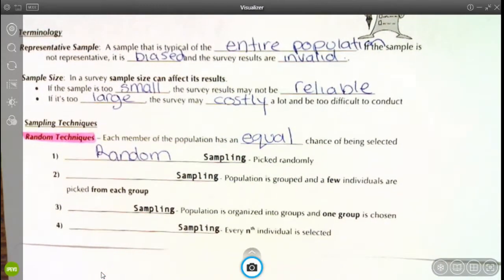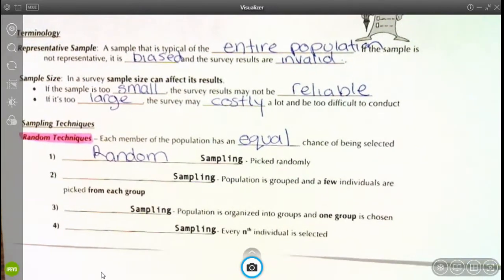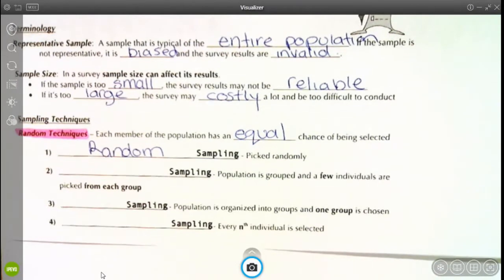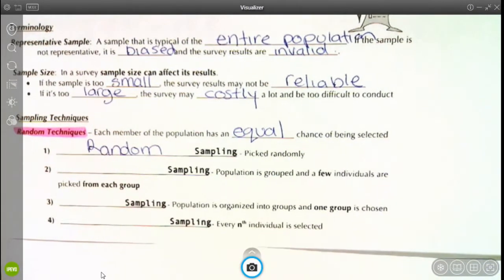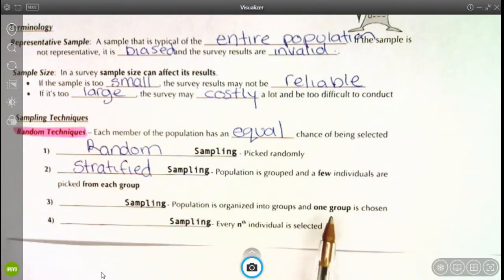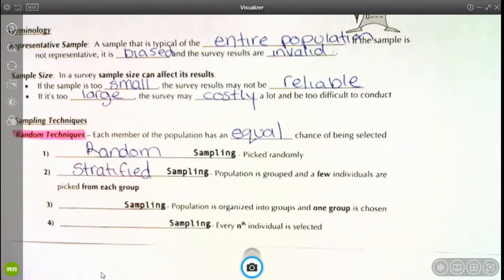So the first random technique is called random sampling, and that's just simply drawing names out of a hat. People, or members of the population, are just picked randomly. It doesn't necessarily have to be people. Stratified sampling is when the population is grouped and a few individuals are picked from each group. So you might organize individuals into different categories and make sure that you have people from each category.